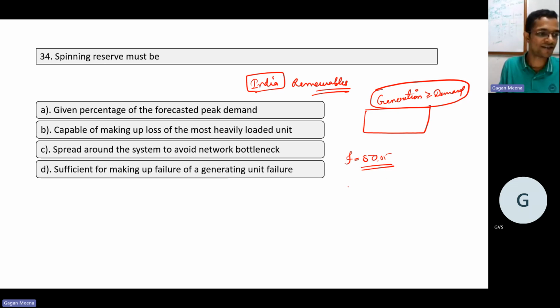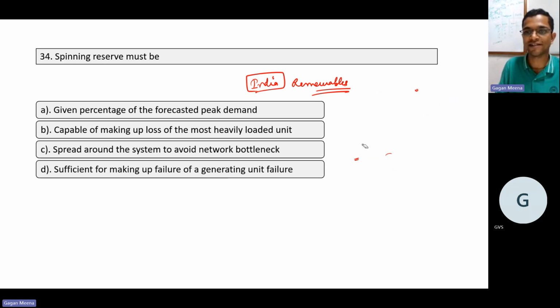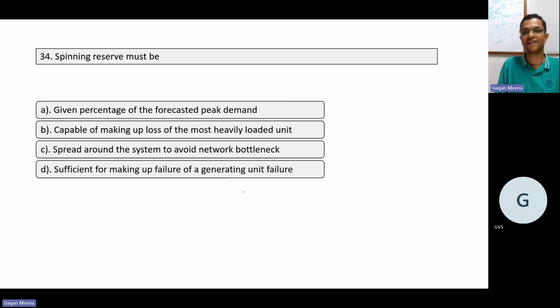Just by this question of spinning reserve, this came into my mind. I just wanted to tell you that whatever we are studying is actually happening. These are the challenges which the grid operators, Grid Control of India, are facing, and other operators around the world are facing these problems.